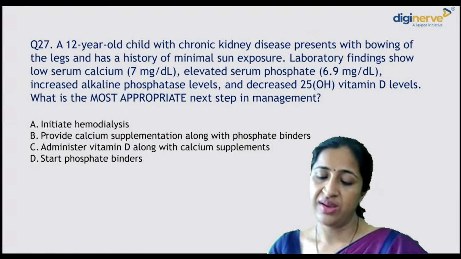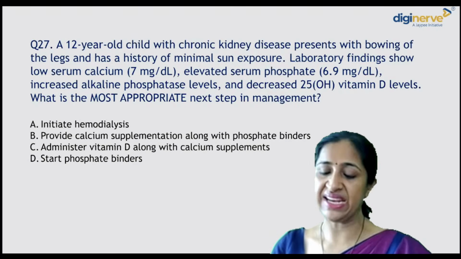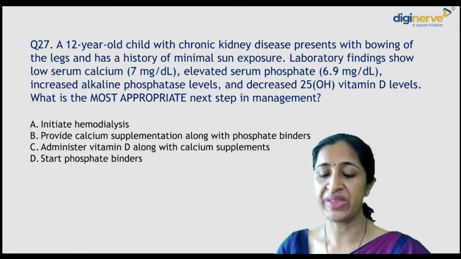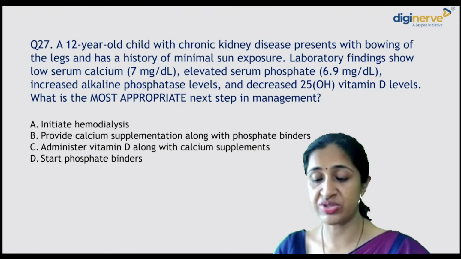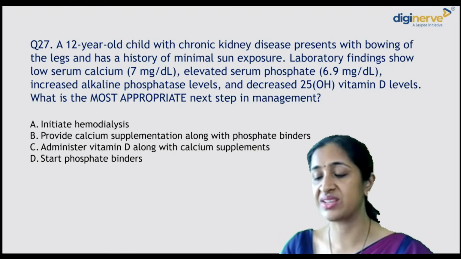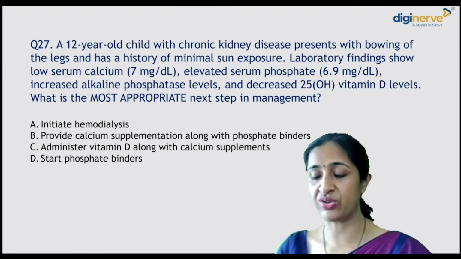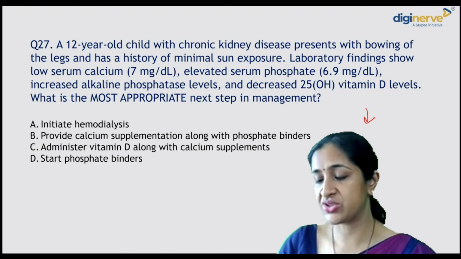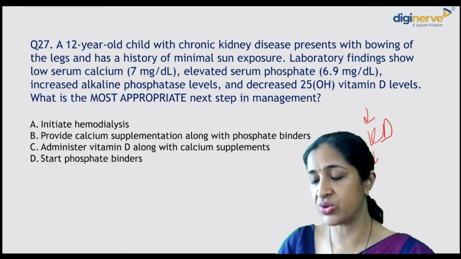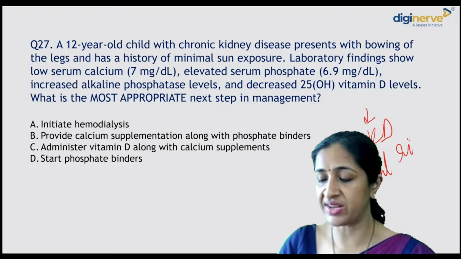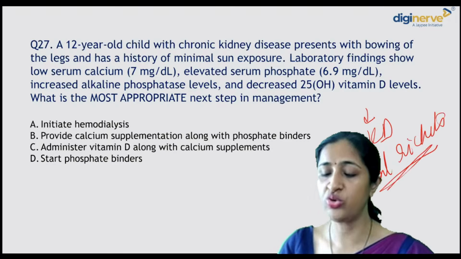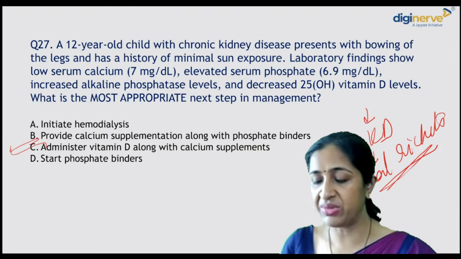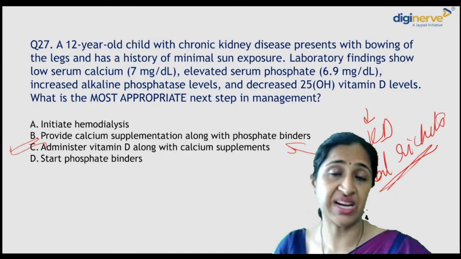Okay. A 12-year-old child with CKD presents with bowing of legs and minimal sun exposure. Lab findings show low serum calcium, high phosphate and increased alkaline phosphatase with decreased 25-hydroxy vitamin D levels. Typical. What is this? This is chronic kidney disease resulting in what is called renal rickets. What do you do for renal rickets? You have to treat it. Treat it with vitamin D along with calcium supplements.